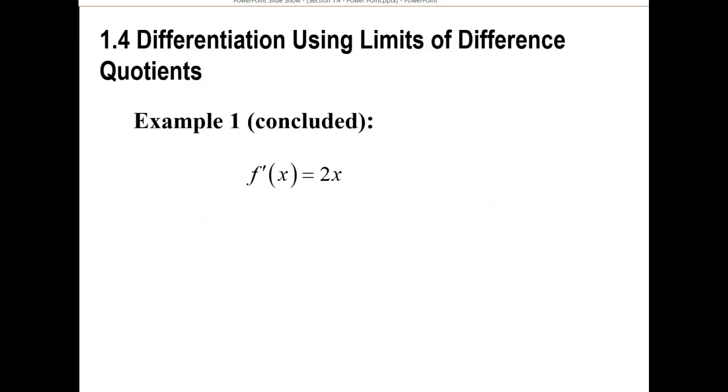So f prime of x equals 2x. They want us to find f prime of negative 3. So just plug negative 3 into that function. 2 times negative 3 would be negative 6. And then they wanted you to find f prime of 4. So 2 times 4 would be 8.